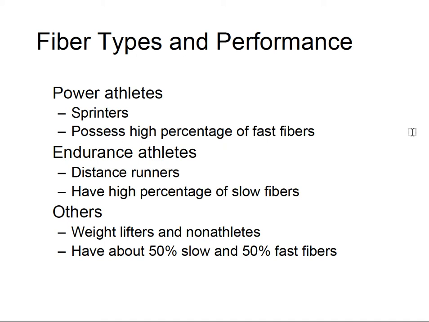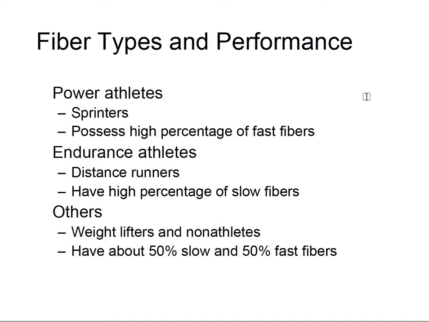So, the different ways to look at muscle fiber types: as you would predict, power athletes, either sprinters or power lifters, would have a high amount of the fast muscle fiber types. They need to generate force relatively quickly. So they would have a high percentage of the type 2, classify them all together, and probably even more of the type 2B or 2X fibers.